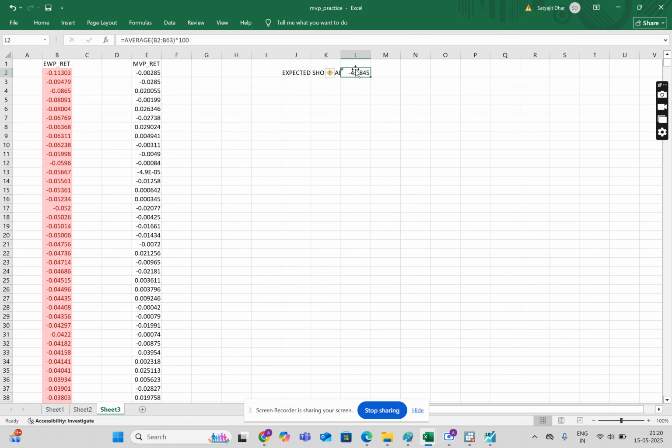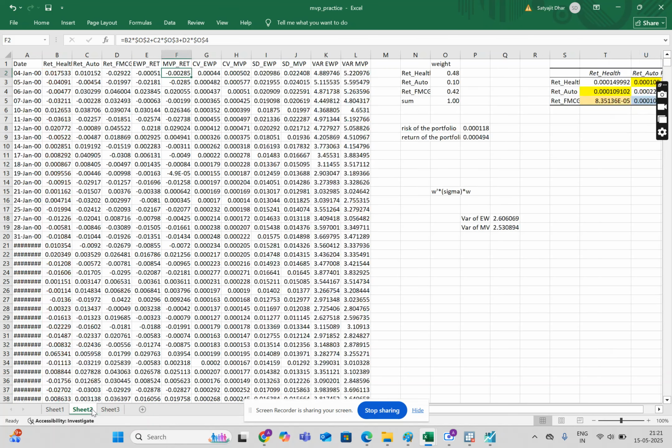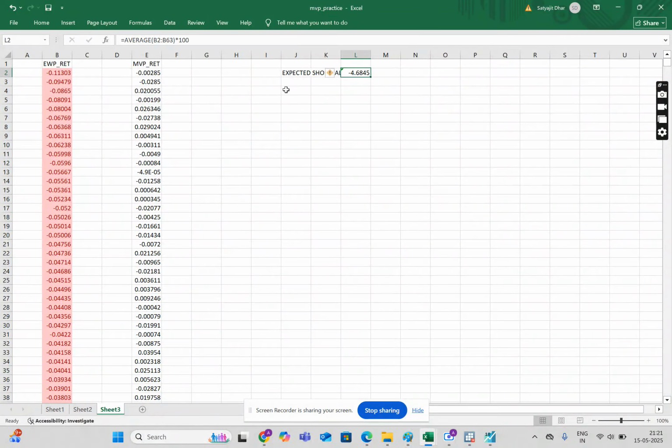Since this is in minus, your maximum amount of loss that you will incur is 4.6845 rupees. In the case of VaR it was 2.60 rupees, and here it is minus 4.6845. That means that is the amount of loss that you will incur. So it is in negative, of course. Now let's go to expected shortfall of MVP.